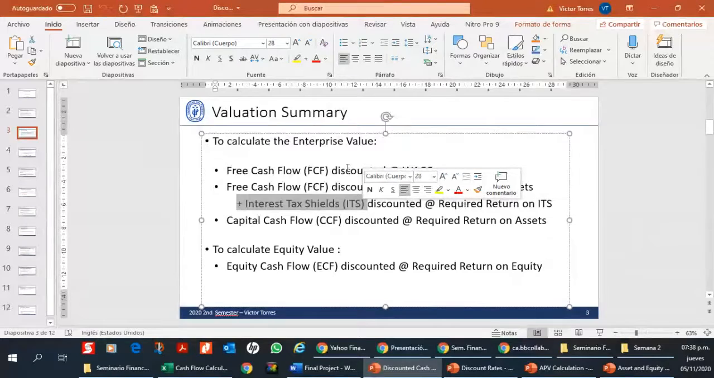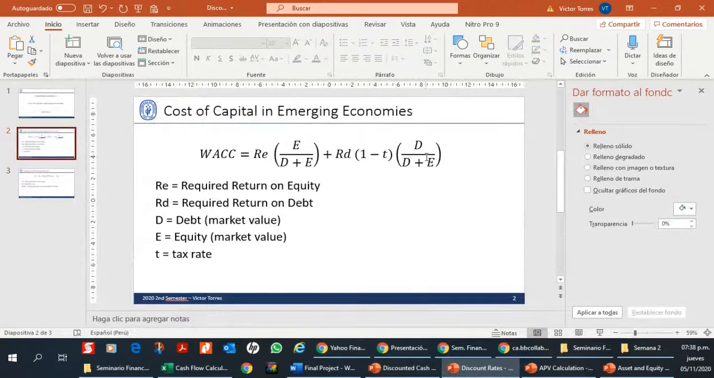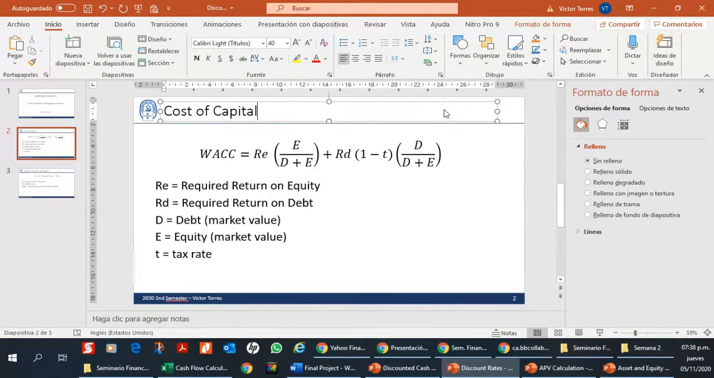Sorry, that was a wrong expression. So you're going to discount that at the required return on interest tax shields. And we're going to define what that required return on interest tax shields is in a bit. As we go through this session, hopefully we're going to arrive at the adjusted present value calculation. That's what we're going to focus on. First of all, let me dive into the cost of capital. Oh, sorry, here it says economist. I misspelled that.